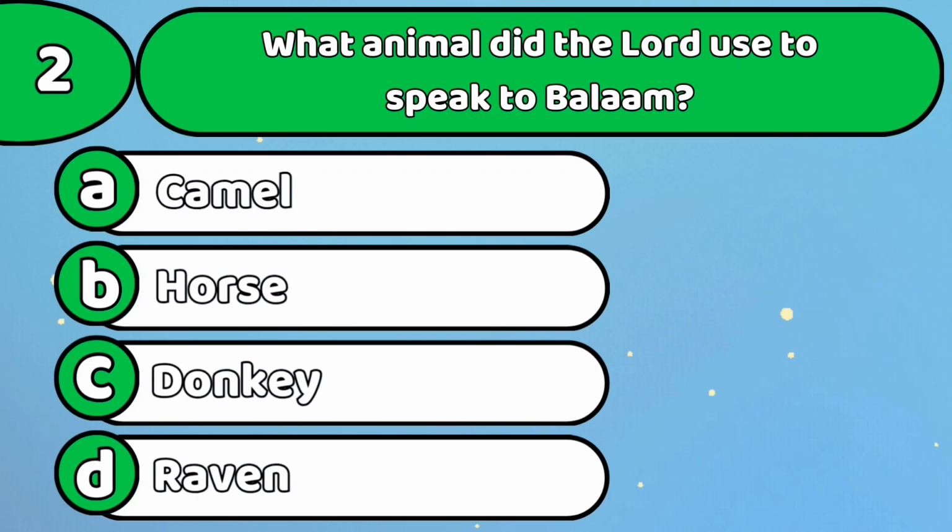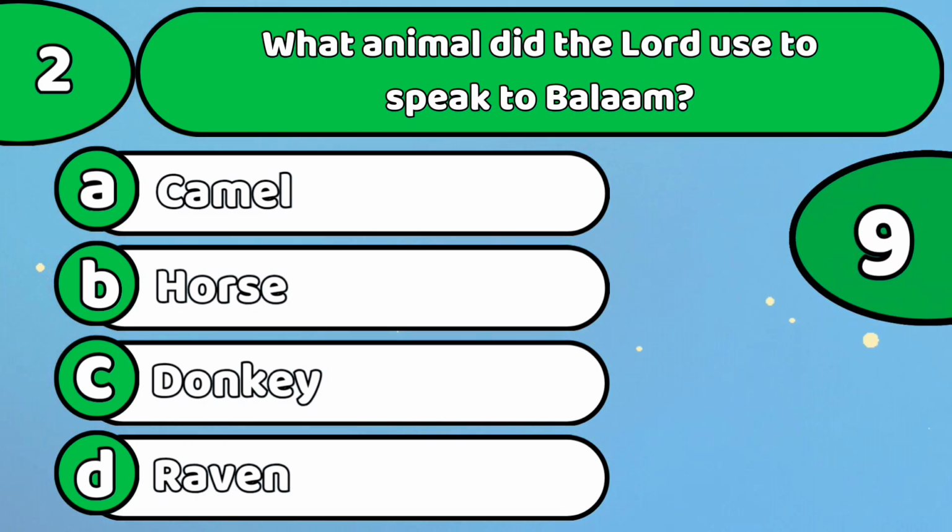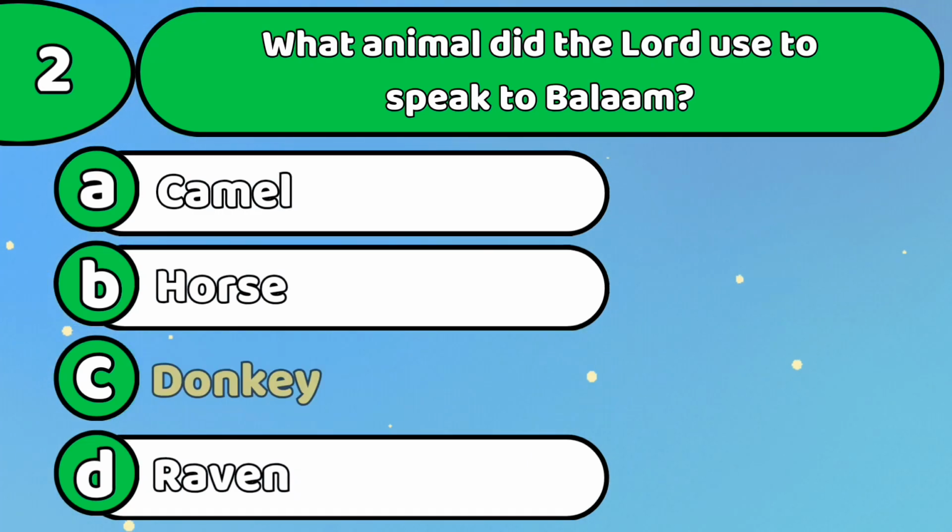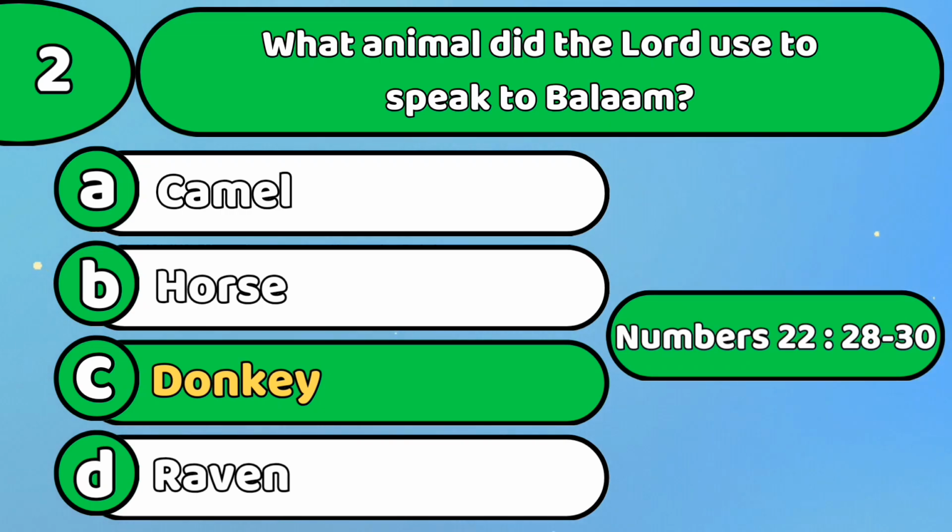Question 2. What animal did the Lord use to speak to Balaam? A. Camel, B. Horse, C. Donkey, or D. Raven? Time to think. Reference: Numbers chapter 22, verses 28 to 30.